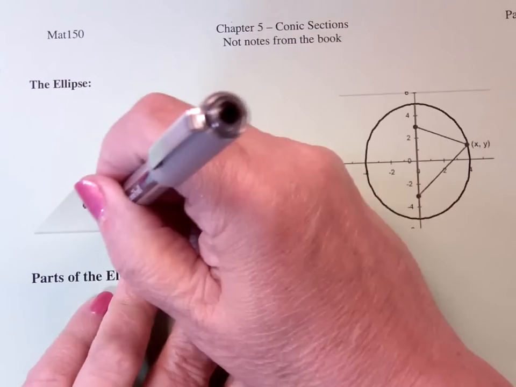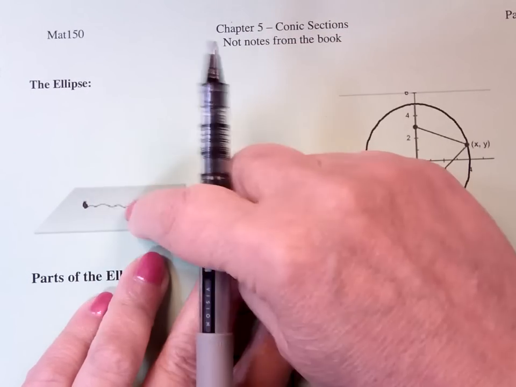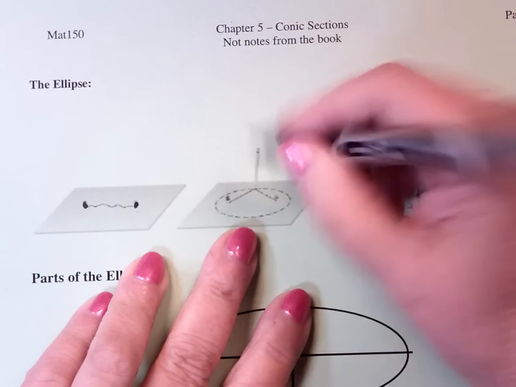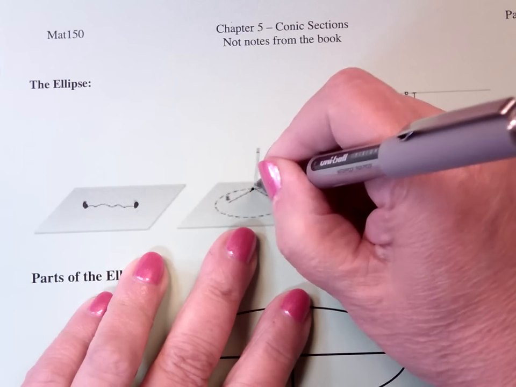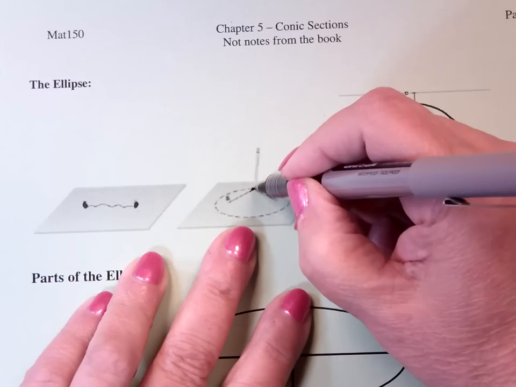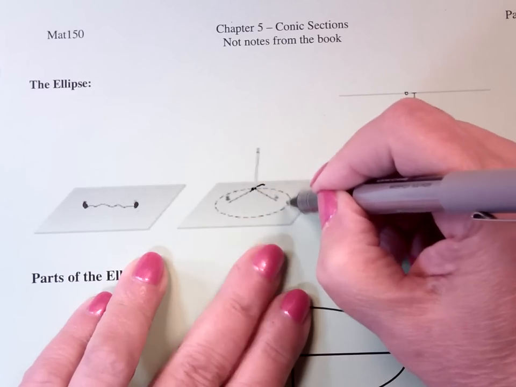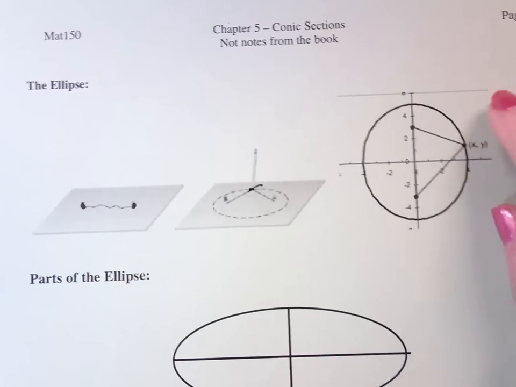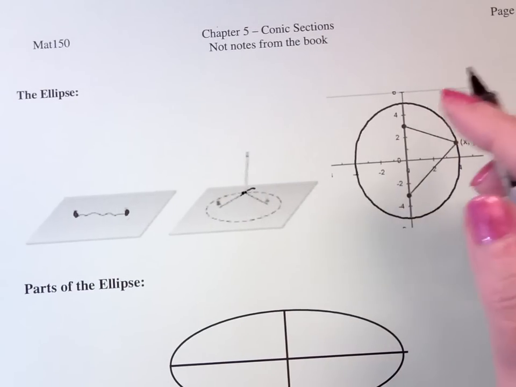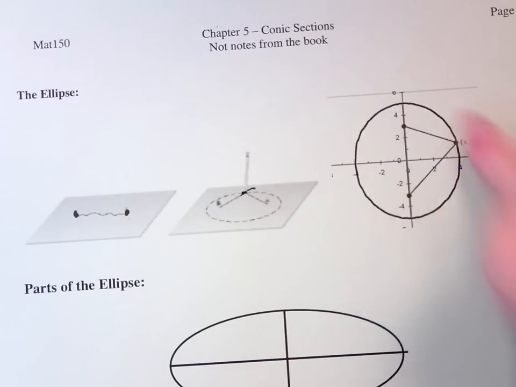You take a pencil. This is loose string, much like the circle. You take your drawing implement, and then you pull it tight. That'll be your first point. And then what you do is you go around, and what happens is that string shortens and lengthens on either side as you go around the ellipse. And that's what makes it oblong.